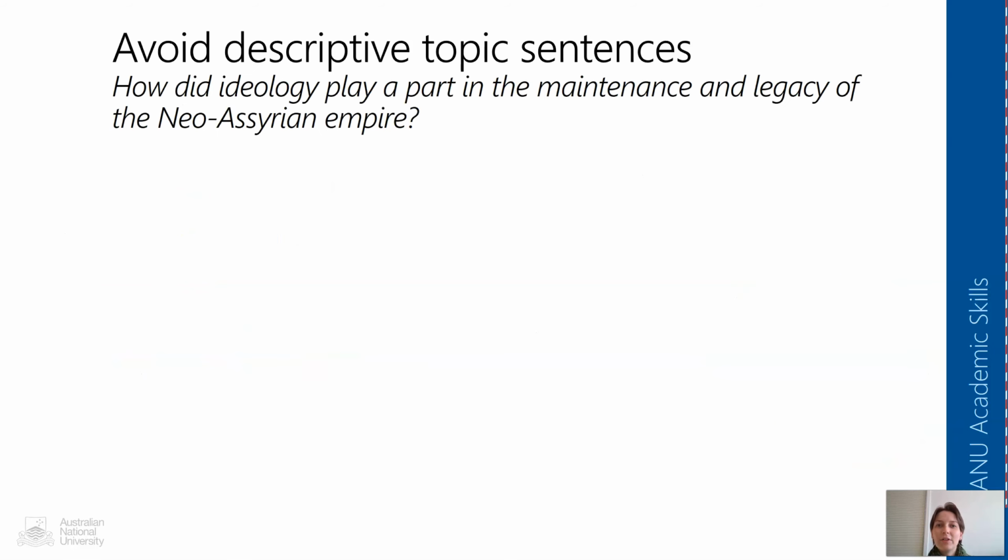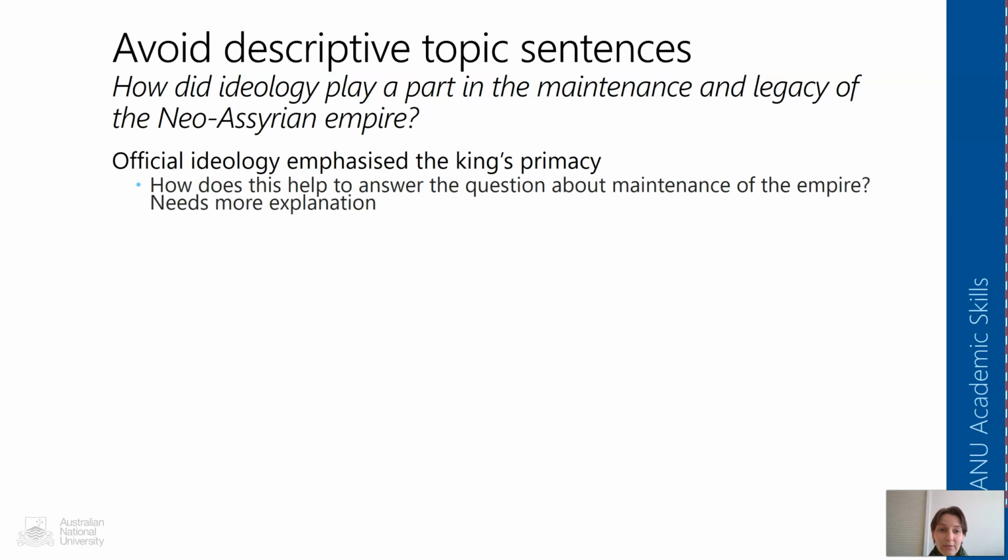So we're going to have a look at some common problems with topic sentences, because topic sentences are really quite tricky. So take, for instance, this question about how did ideology play a part in the maintenance and legacy of the Neo-Assyrian Empire? Now, if you had a topic sentence like this, official ideology emphasized the king's primacy. Now, that's actually quite descriptive. It doesn't tell me how does it help to answer the question. Did it help to maintain the empire or not?